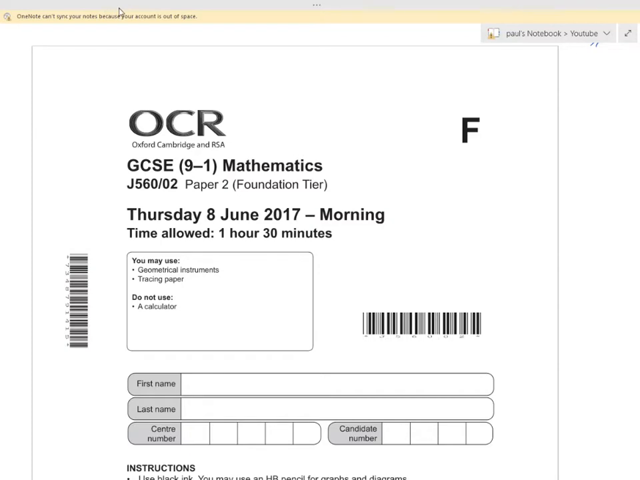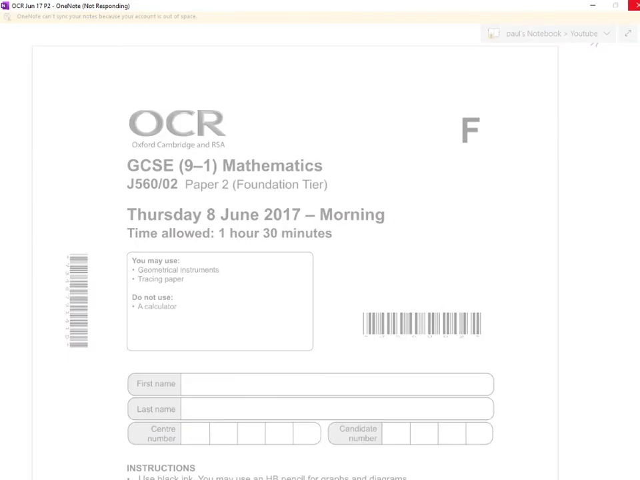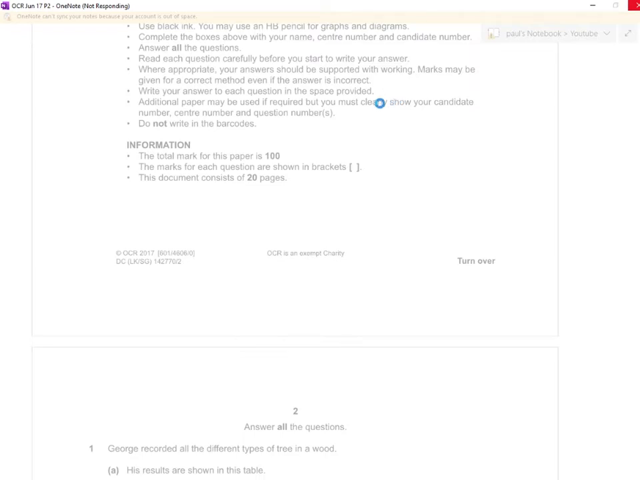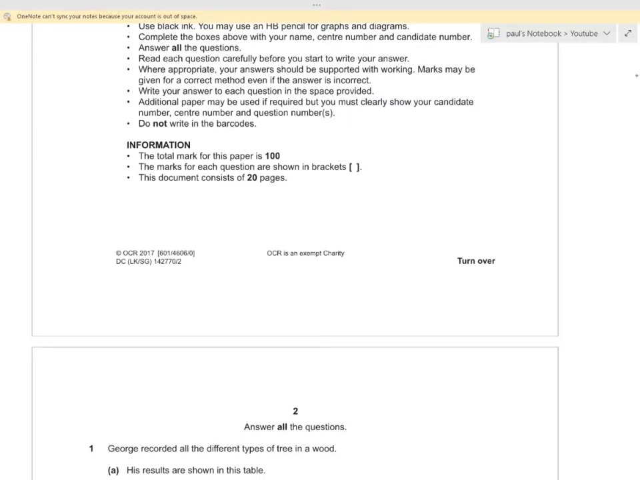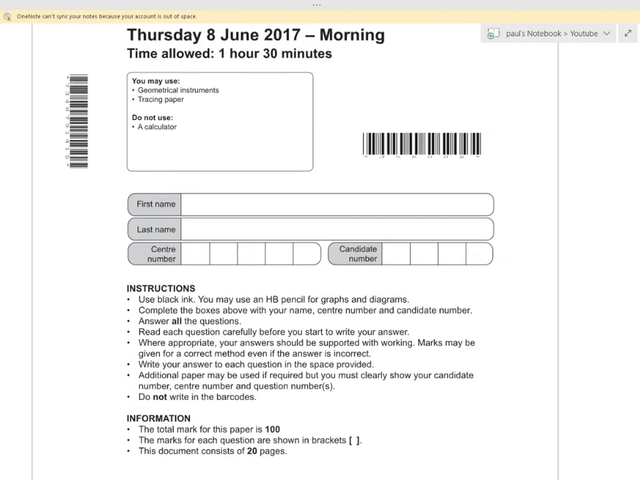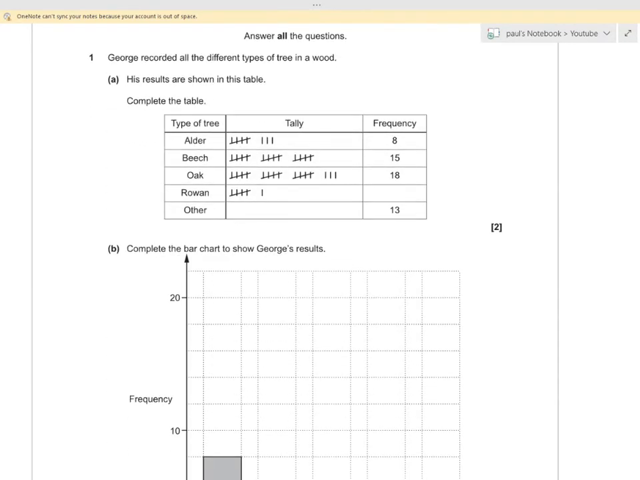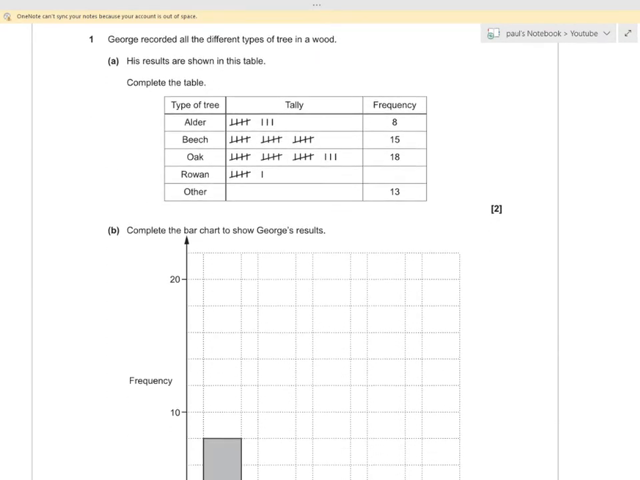So we can expect some algebra, some angles with parallel lines, some geometry. What else could we have with no calculator? Circles, angles, pie charts, all that kind of stuff. So let's have a go, see what we can do. And of course, some tally charts, which I forgot to mention.